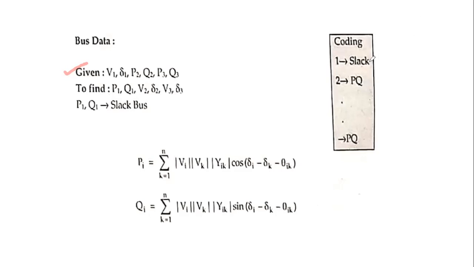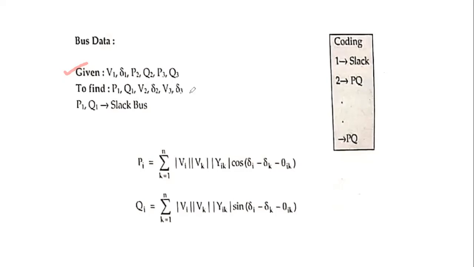In the first case, the PV bus is absent. Bus 1 is taken as the slack bus, and bus 2 and bus 3 are taken as the PQ buses. In the slack bus, the known terms are V and delta. In the PQ bus, P and Q are the known terms. In the PQ bus, P3 and Q3 are the known terms.